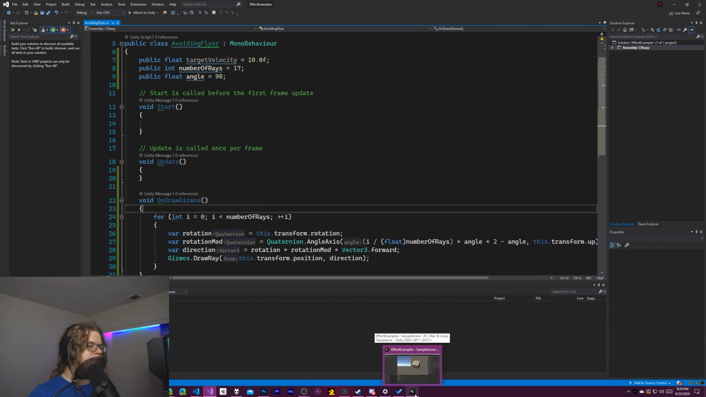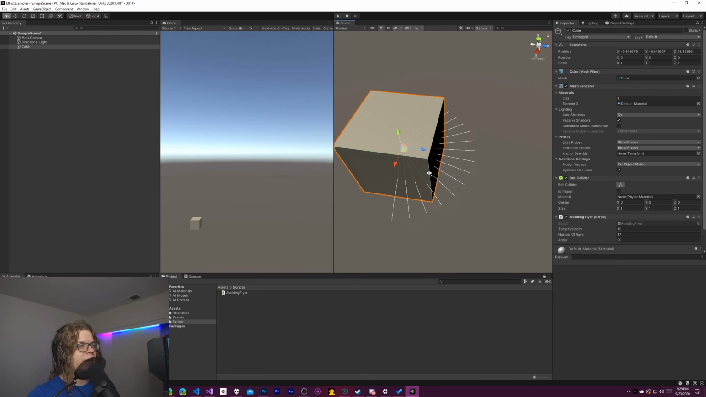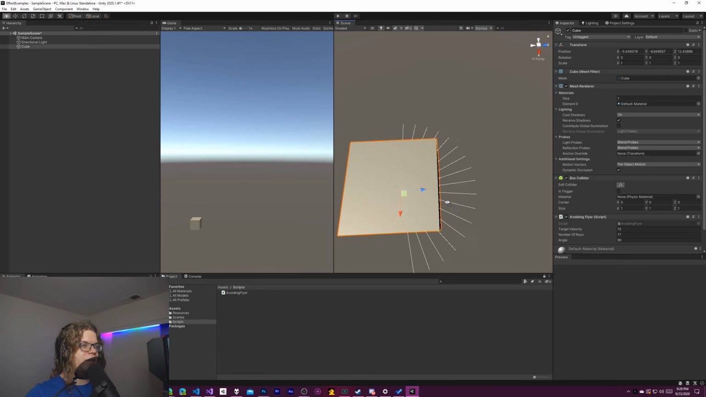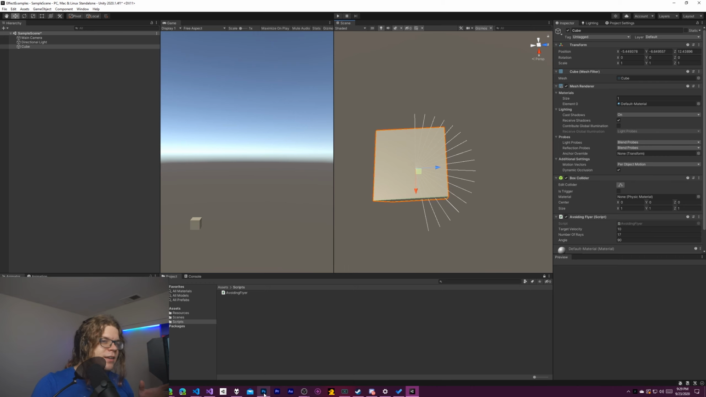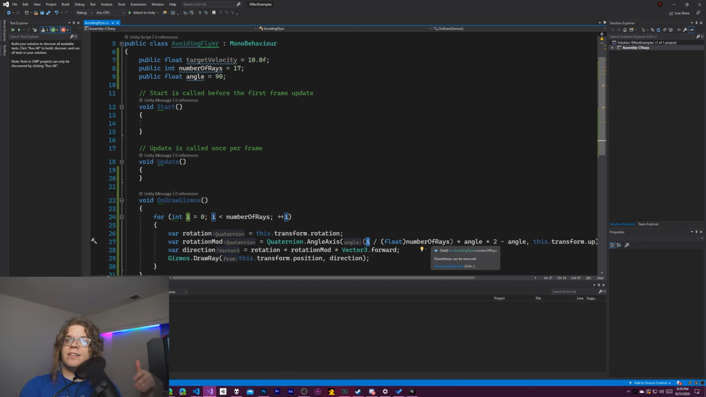We might be off by 1 here, and that's sort of expected. The reason that's happening is because this is going from i equals 0 to i is 1 less than the number of rays. So we have 17 here, so the maximum we're going to get is 16 over 17, which isn't 1, which means that our first value at 0 is going to be at negative 90, and then the other one is not going to reach 180.